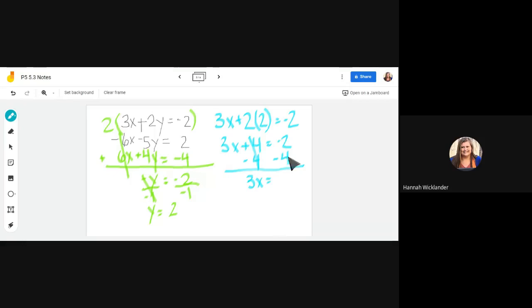3x equals negative 2 plus negative 4, which gives me negative 6. Divide by 3, and I get x equals negative 2. So my answer is negative 2, 2.